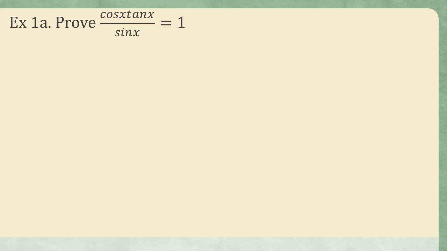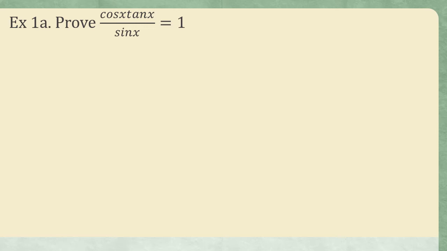So we're not bringing anything across the equal sign. You also can't just plug in a value for x. So we know this is true. If you're thinking, well, I could plug in 30 for x and do cos 30 times tan 30 divided by sine 30, yeah, that's 1. You've only proven it for 30 degrees. You haven't proven it for any possible value of x, and that's our goal.